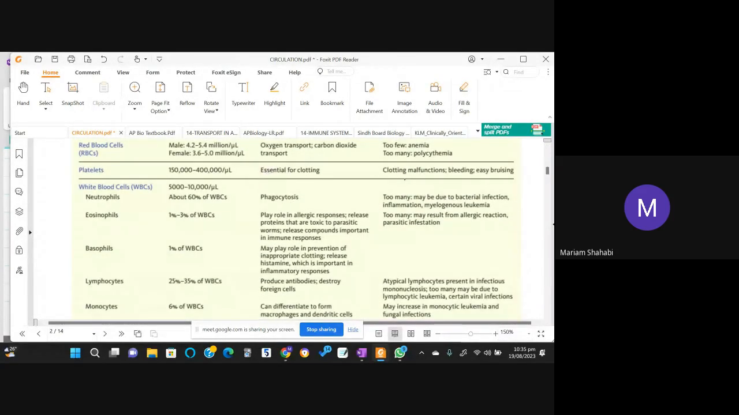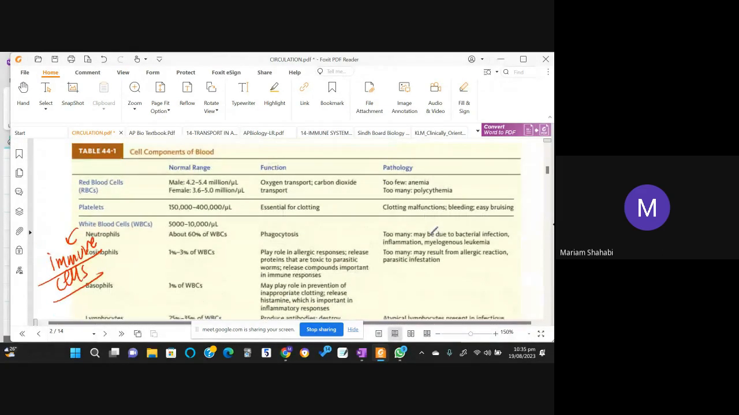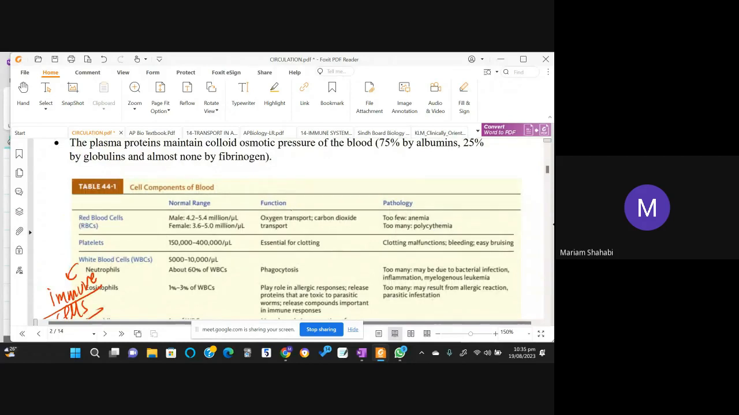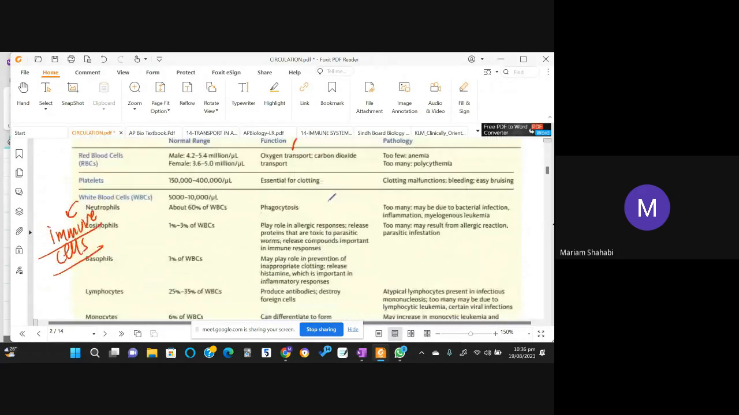Platelets are required for clotting, and white blood cells, they are immune cells. ये सारे immune cells हैं. White blood cells होते ही immune cells हैं. ठीक है? So red blood cells का function पता है, to transport oxygen. How do they transport oxygen? They have a pigment called hemoglobin. Hemoglobin carries oxygen. It is the oxygen carrier. And blood also transports carbon dioxide.